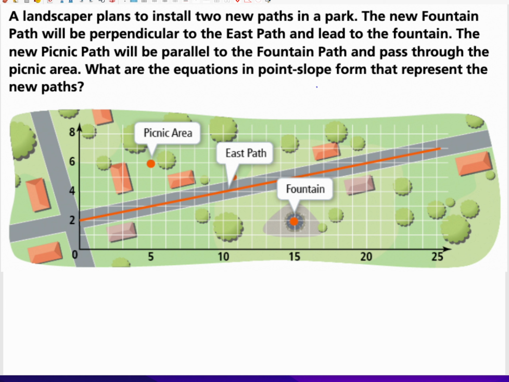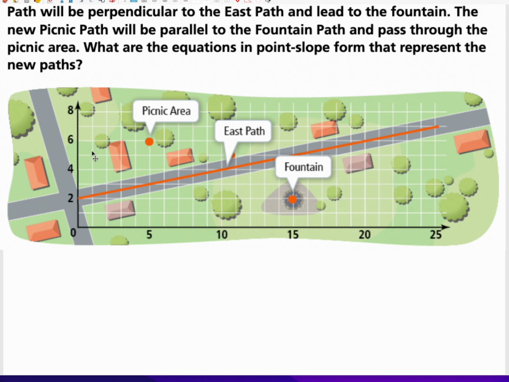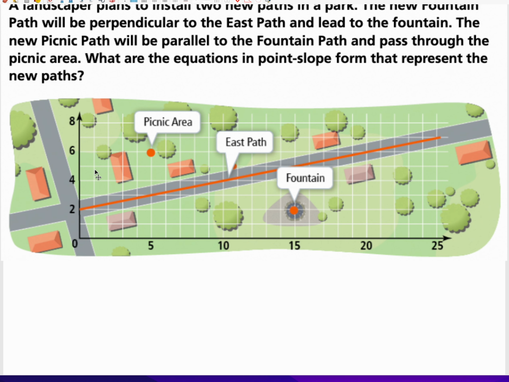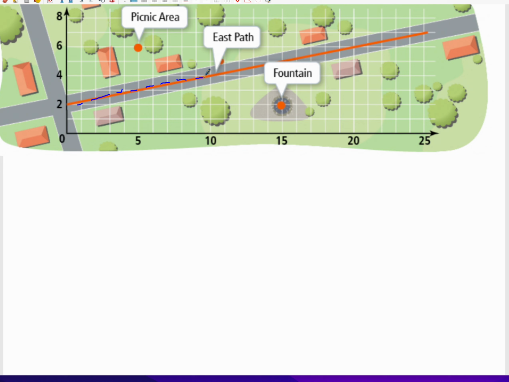So we want one that is, let's see, I'm gonna move this up so I've got room to write. But I'm gonna lose the words off the screen. The new fountain path will be perpendicular to the east path and connect the fountain. Okay, so we're gonna get here where we can see the pictures. You're gonna have to help me with the words because they're on your paper. So I want perpendicular to this slope that goes through this point.